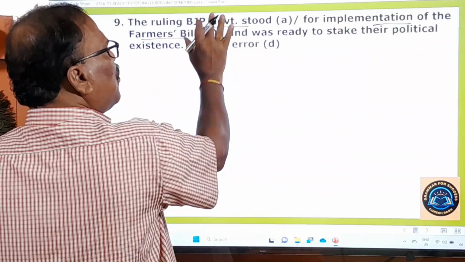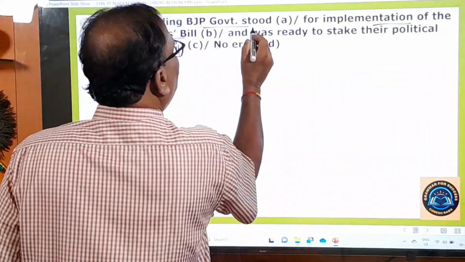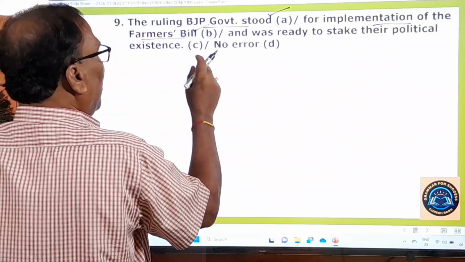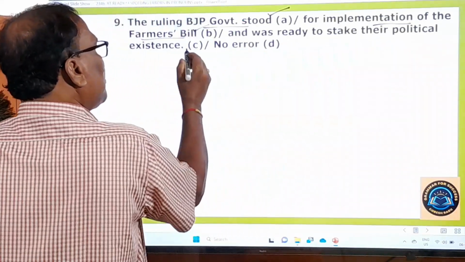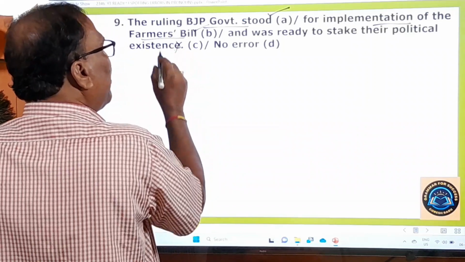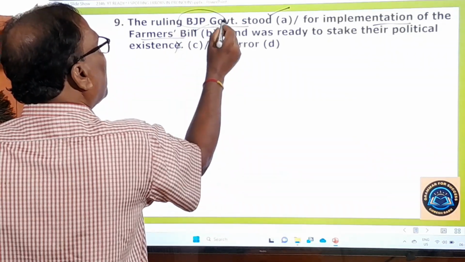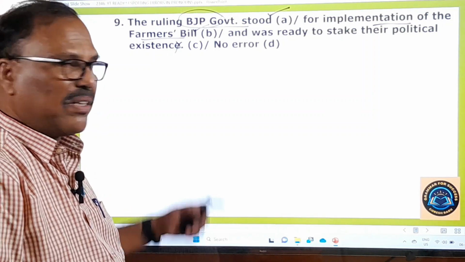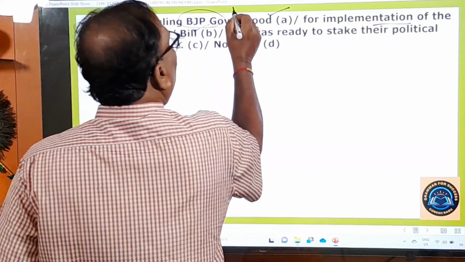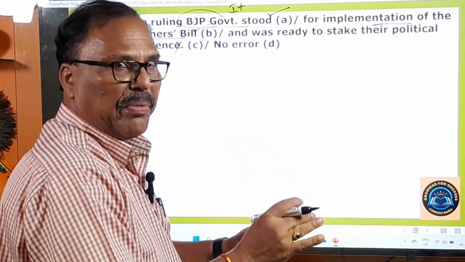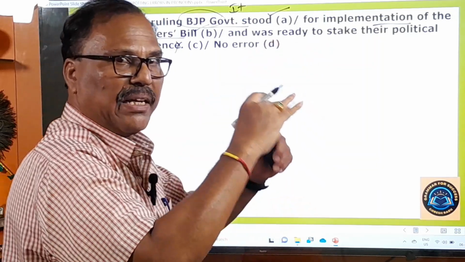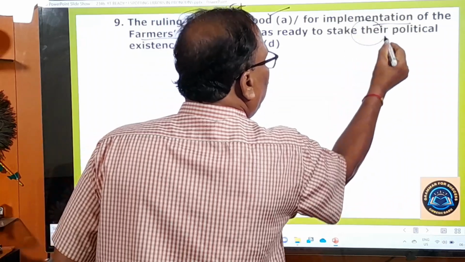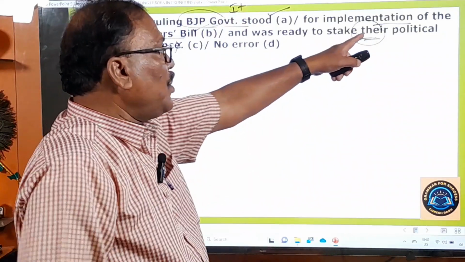So in this, if you observe this sentence, the ruling BJP government, okay, for implementation of the farmers bill, B part is okay, and was ready to stake their political, the C part is not okay. Why? Because we are talking about the BJP government. Which pronoun do you use for BJP government? You use it. First you say BJP government, then you say it. You refer to it by the pronoun it only, right? Because it comes under a thing, right? And here, unnecessarily, their political existence. Their is used here.